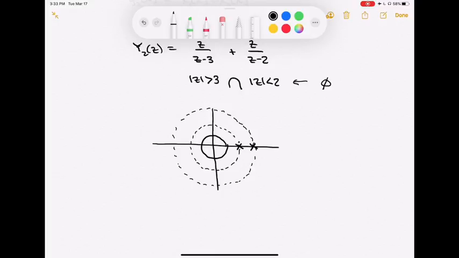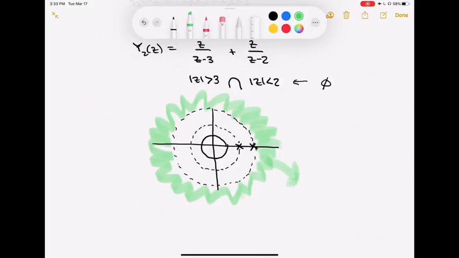And I know for the first signal that made up this y2, that is the signal x3, that it was looking outside of that circle. It was a right-sided signal, and the root was at 3, so it's everything outside of this circle. And if I took a look at the other term, which was my x2 term, that one was pointing to the inside of a circle for its region of convergence because it was a left-sided signal. I'm going to do this particular region of convergence in blue: inside the circle of radius 2.